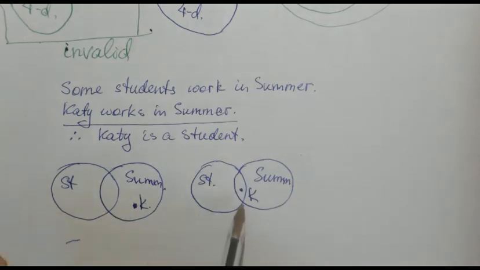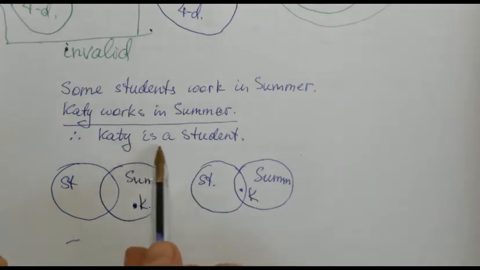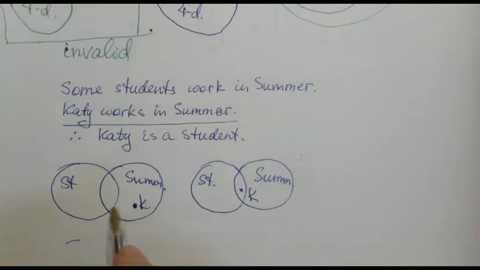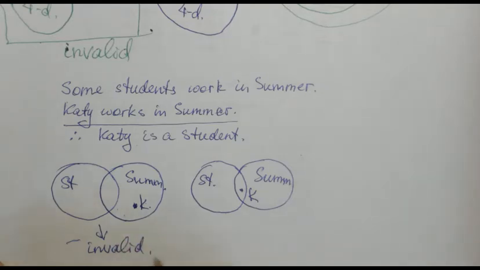And the second picture satisfies the conclusion, yes, Katie is a student, but the first picture does not. So from this picture follows that Katie is not a student. It means that the syllogism is invalid. You don't need to draw all possible pictures here, since from this picture we can see that the syllogism is invalid.